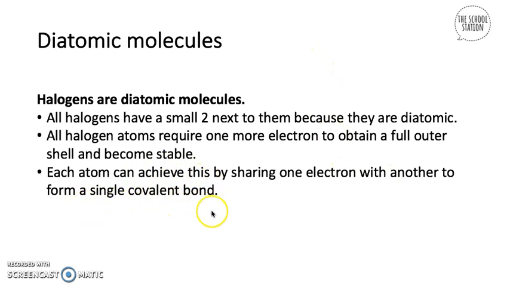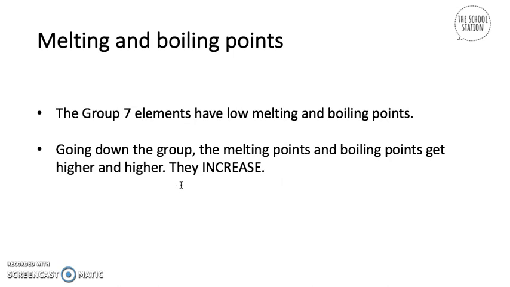So by forming a single covalent bond, they make the outer shell full, and this makes the molecule stable, and this makes a diatomic molecule because they formed a single covalent bond. So that's basically how you talk about halogens.